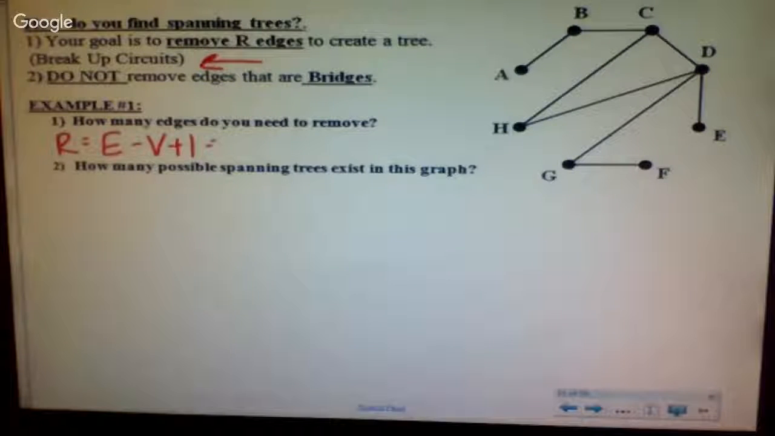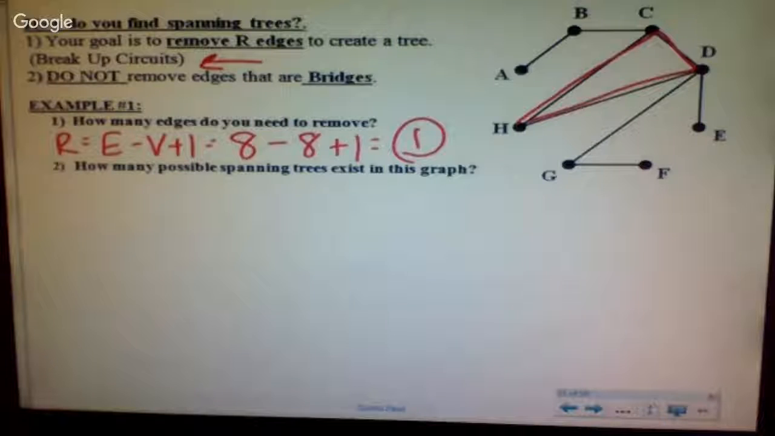How many edges are in my graph? 8 edges. How many vertices? 8. Plus 1 gives me 1. I need to remove one edge from my circuit. Where is my circuit? This is my circuit. I can remove any one of those 3 edges.